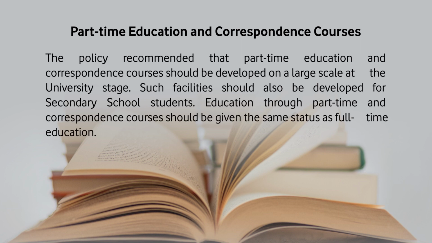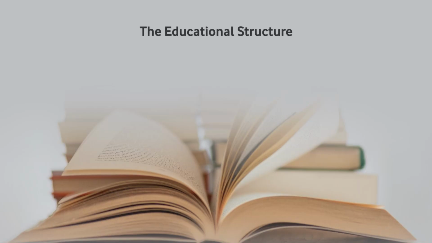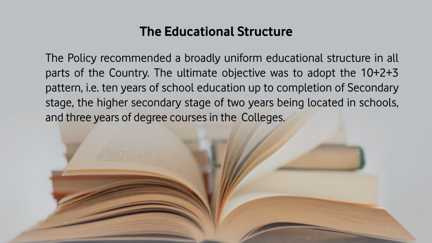The policy recommended that part-time education and correspondence courses should be developed on a large scale and at university stage. Such facilities should also be developed for secondary school students. Education through part-time and correspondence courses should be given the same status as full-time education. And if it would be given the same status as full-time education, more and more people would go for a part-time or correspondence course.